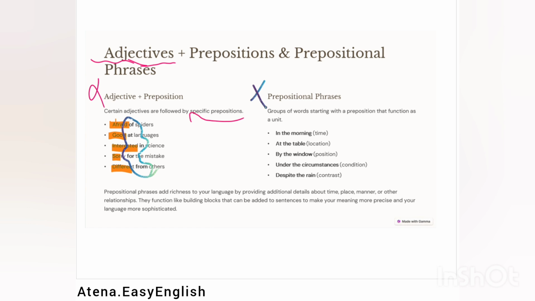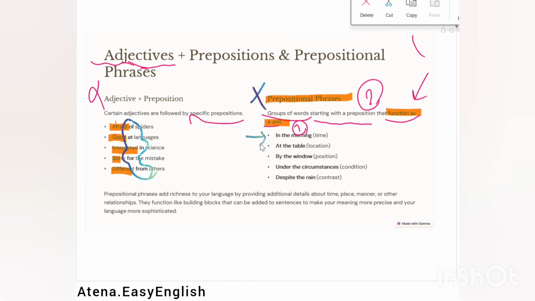Now, look at this part. Prepositional phrases. Groups of words starting with a preposition that function as a unit. So, what's a prepositional phrase? It's a group of words, 1. They start with a preposition, 2. And they function as a unit. So, if it's adjective, they are all adjective or noun, yeah? They have just one name in a sentence, subject, object, adverb. It depends. Look at examples.